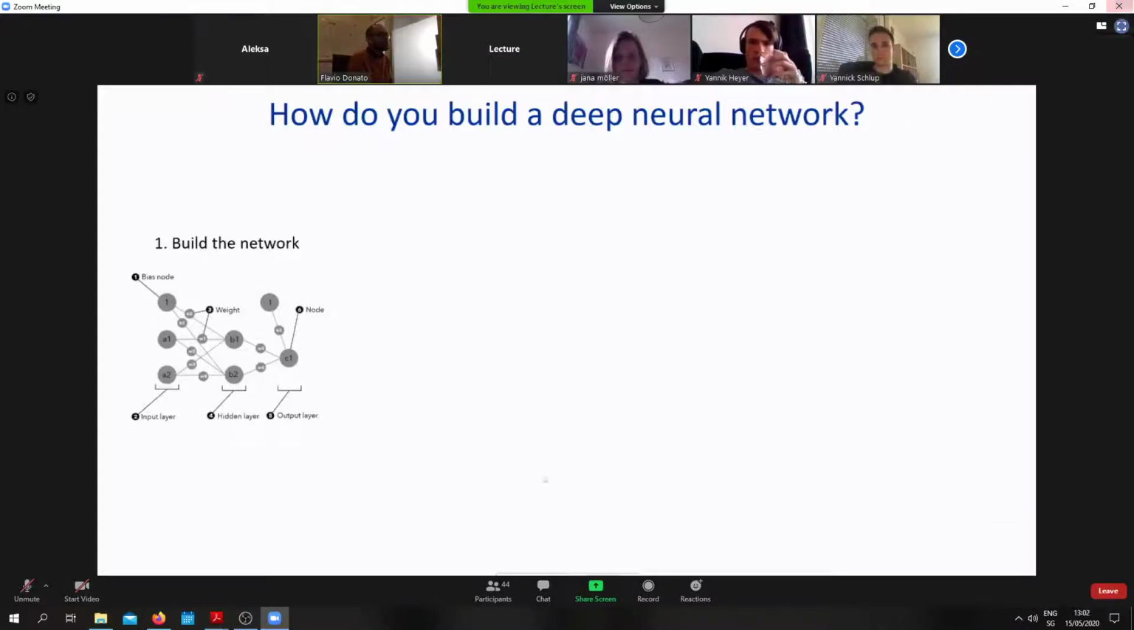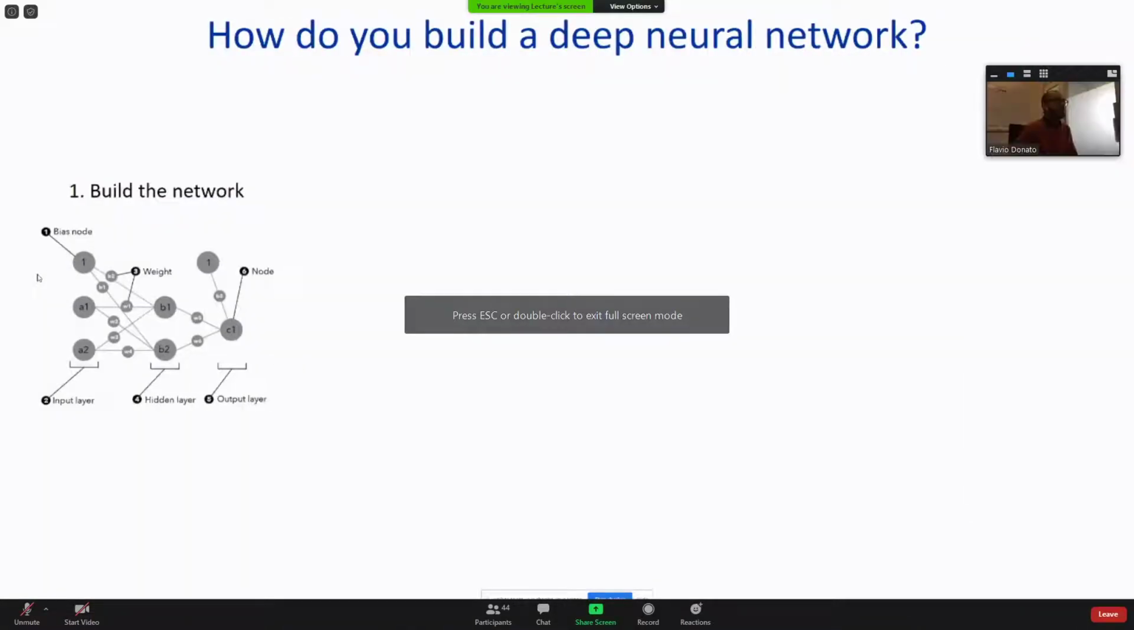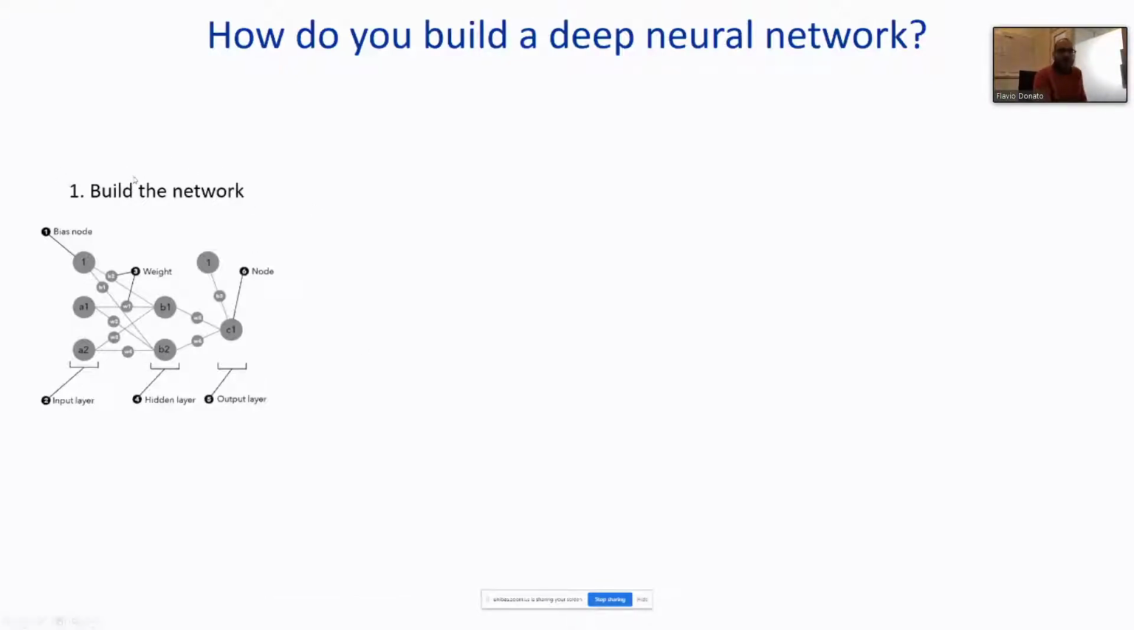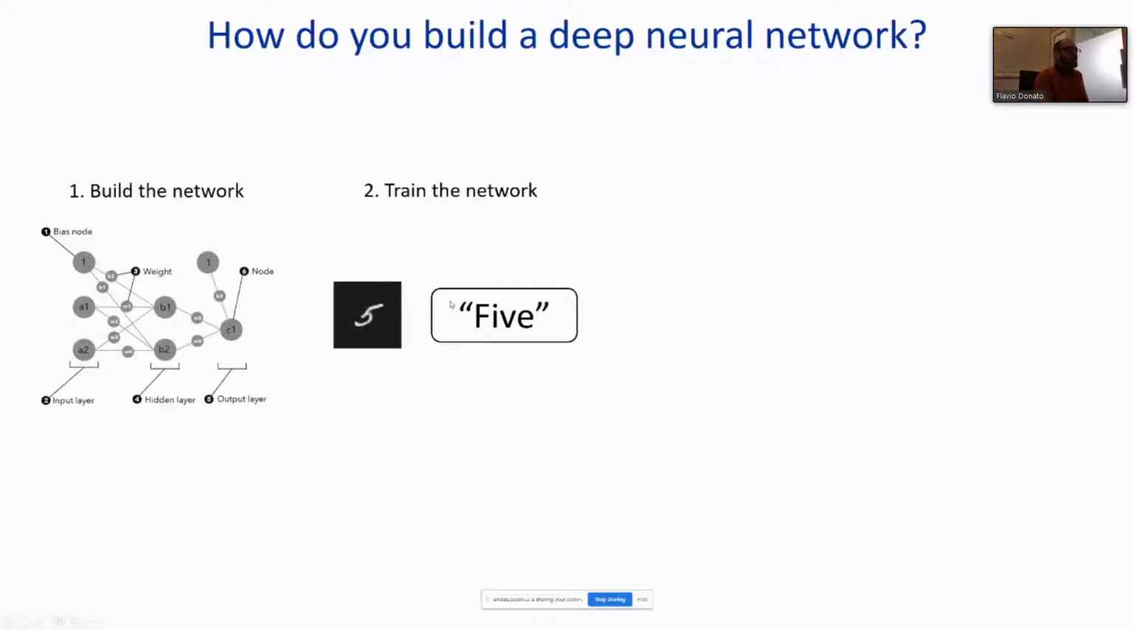We need to build it first, and you know what I mean by build it. We need to decide a few different parameters, and we're going to go through these parameters in a little bit more detail in these slides. Then we have to train the network, which means we use a supervised learning type of paradigm.